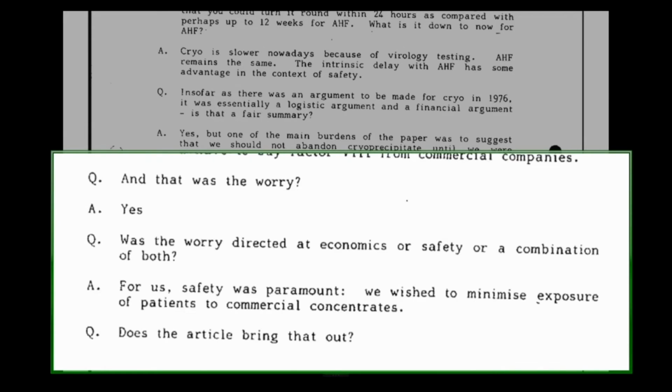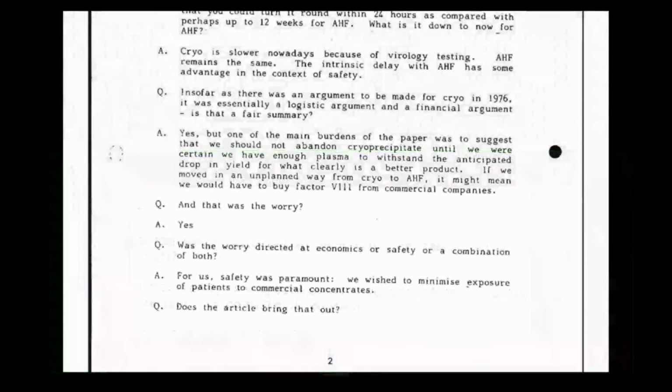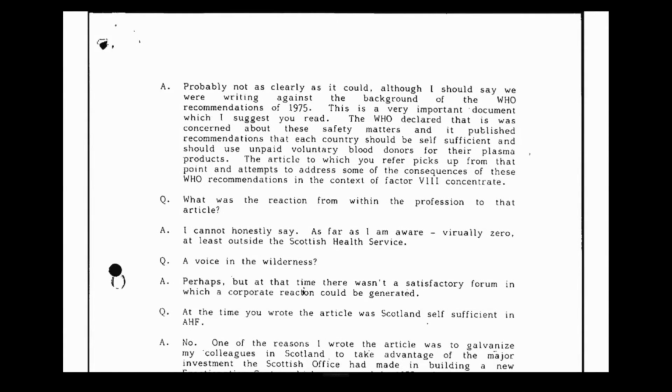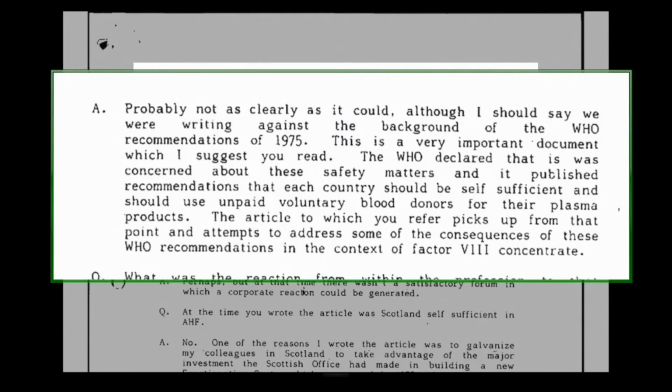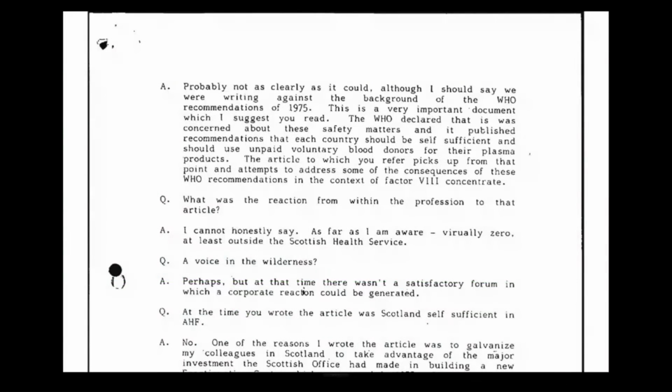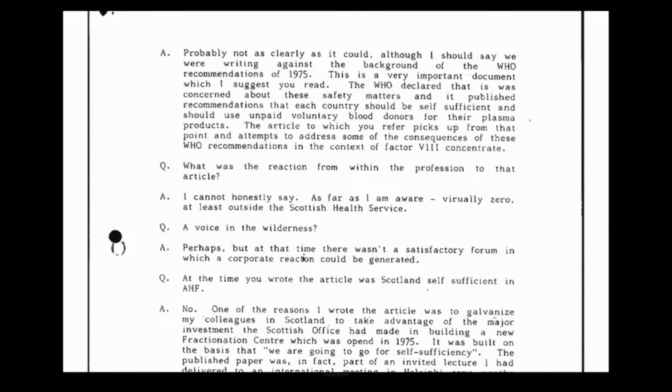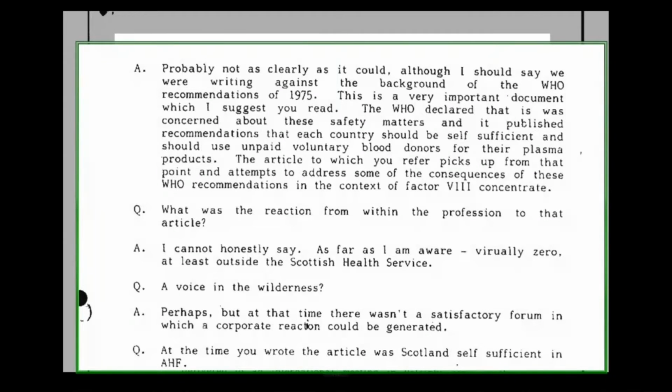Answer, for us, safety was paramount. We wished to minimise exposure of patients to commercial concentrates. Question, does the article bring that out? Next page. Probably not as clearly as it could, although I should say we were writing against the background of the World Health Organization recommendations of 1975. This is a very important document which I suggest you read, and then he sets out the WHO declaration, and then continues. The article to which you refer picks up from that point and attempts to address some of the consequences of these WHO recommendations in the context of factor VIII concentrate.